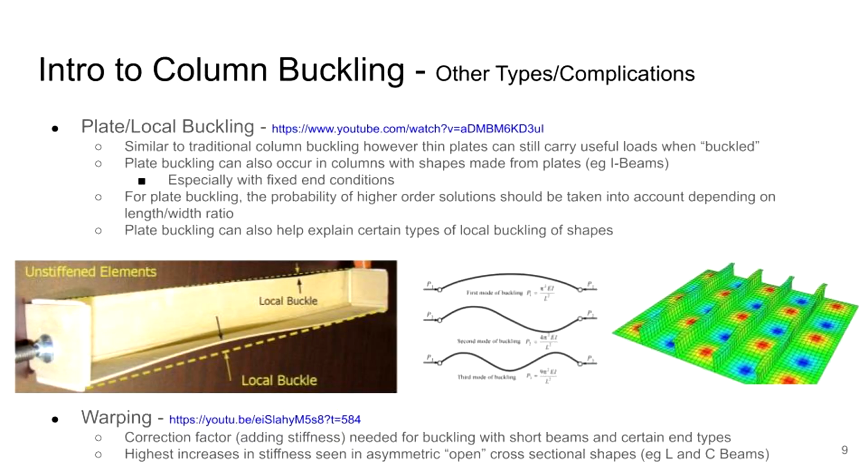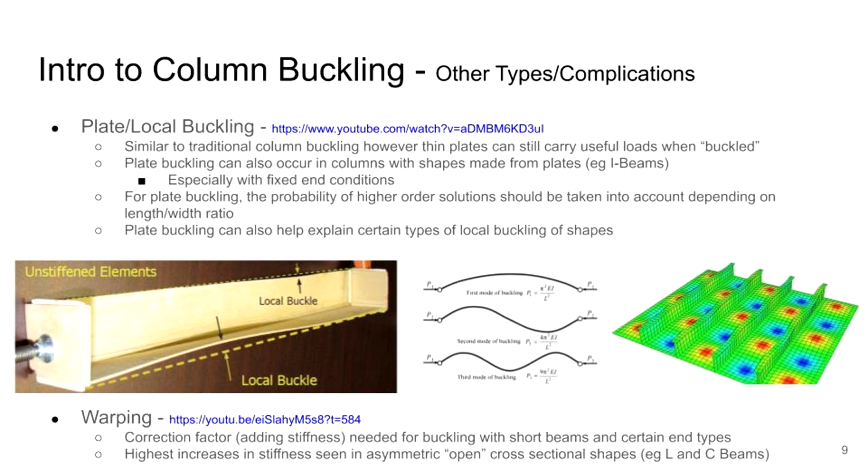Continuing on, we also have plate and local buckling, which are 2 sort of separate things, but I've combined them because they can be similar. Plate buckling is similar to our regular old Euler buckling of columns, but thin plates can still carry, quote-unquote, useful loads when they're buckled. So you can visually see, like in this bottom left image, that this plate here is buckled, but it's still capable of carrying a useful load. It doesn't just immediately collapse.